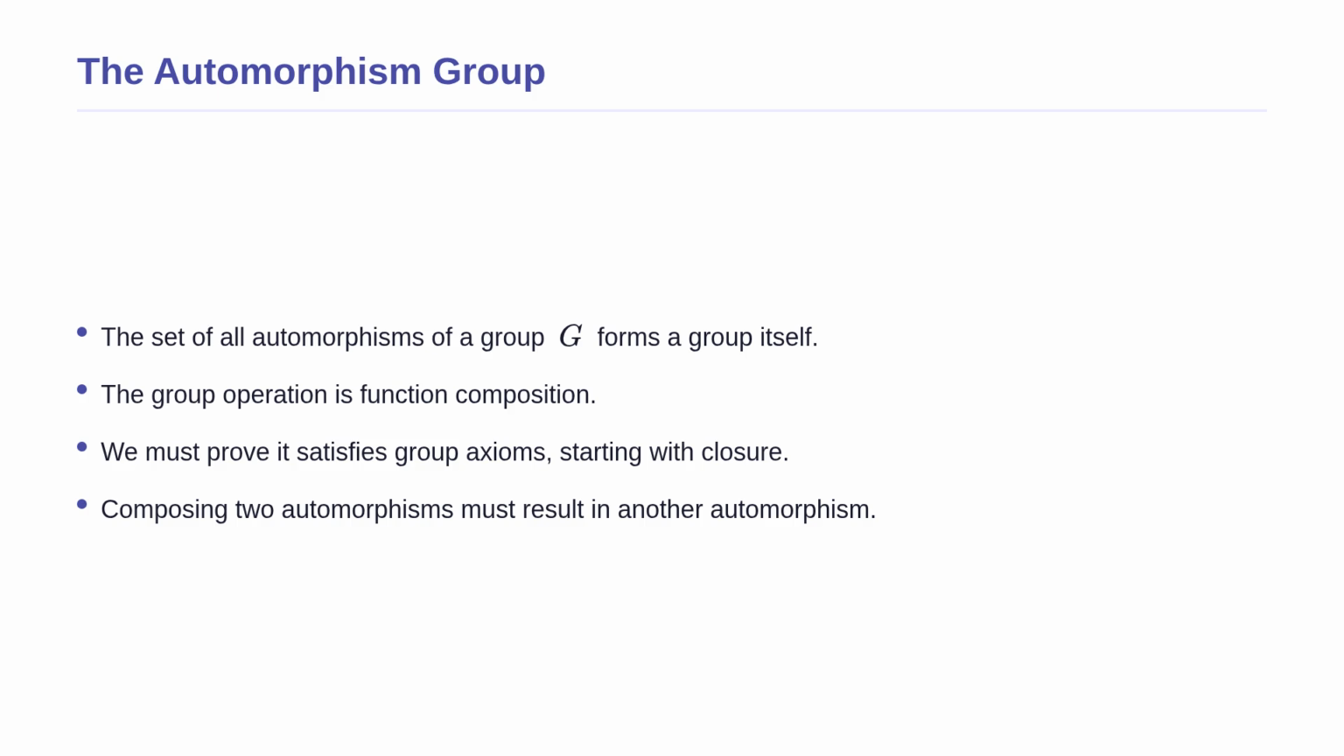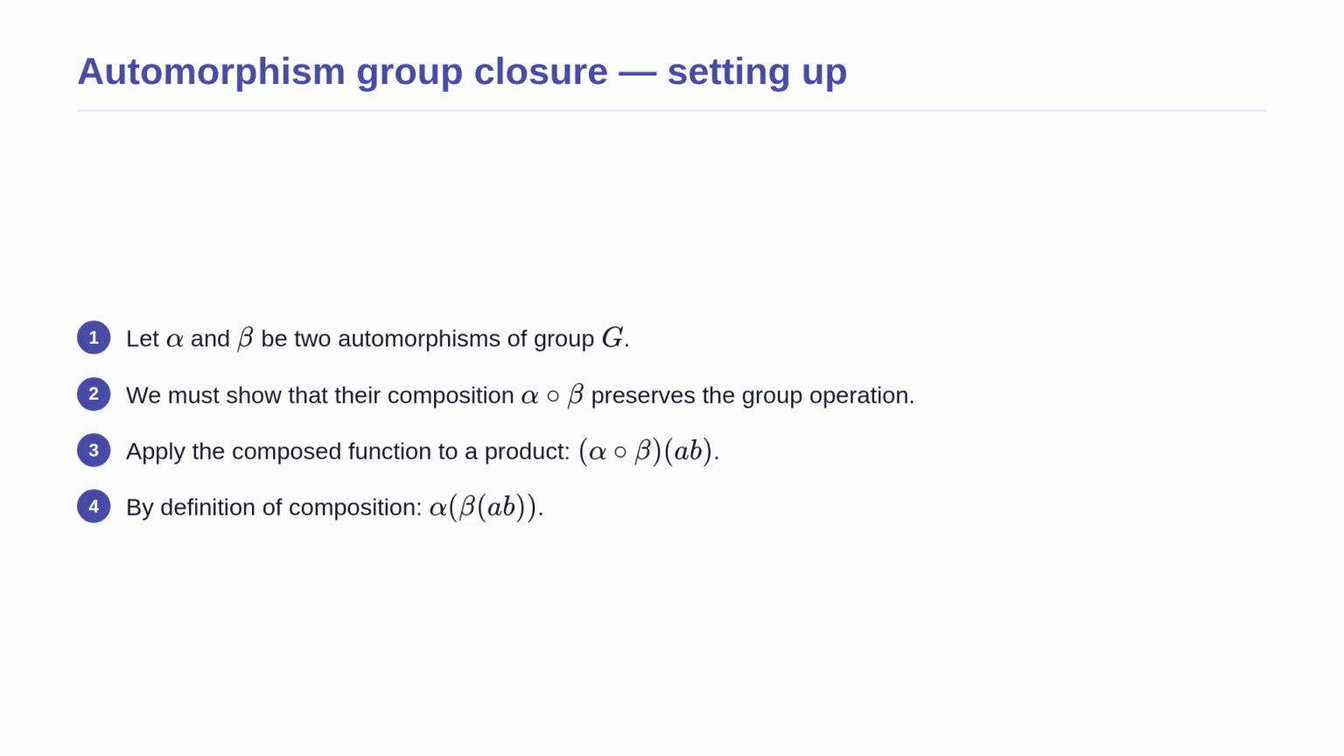To prove this is true, we must show that this set satisfies the four group axioms. The most critical step is proving the closure property, which means that if we compose two automorphisms, the resulting combined function is still a valid automorphism. Let us prove this closure property step by step. We start by taking two valid automorphisms, which we will call alpha and beta. We need to show that applying one function after the other still perfectly respects the mathematical rules of the group.